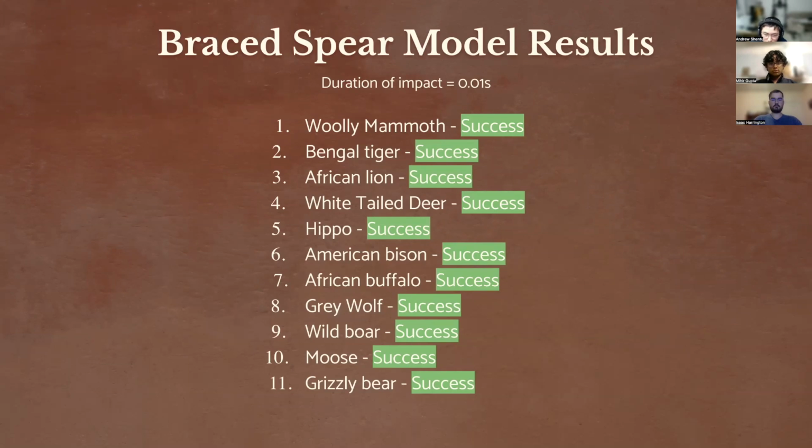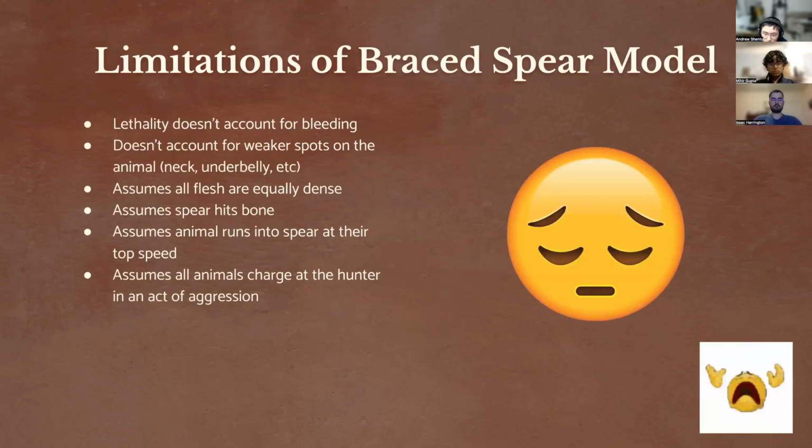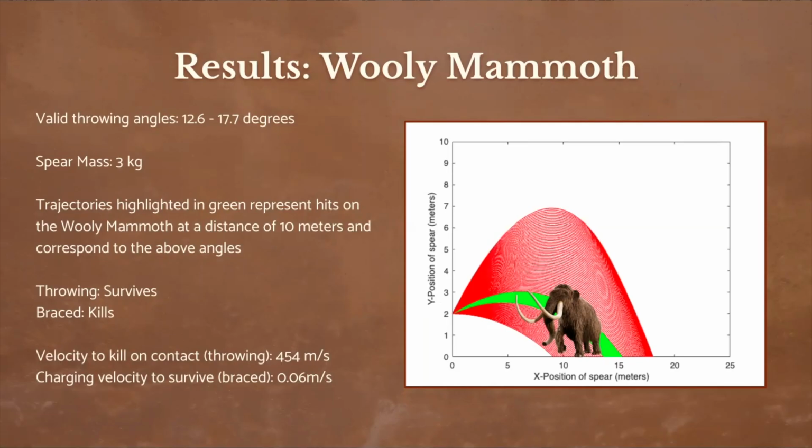Our brace spear model has many of the same limitations as our throwing spear model. One thing to note is that this assumes all animals will run into the spear at their top speed, and this does not accurately predict animal behavior since some animals will flee rather than charge at the hunter. As part of our investigation, we created graphs of the trajectories of the spears for a range of angles and determined which would hit our targeted section of the animal.